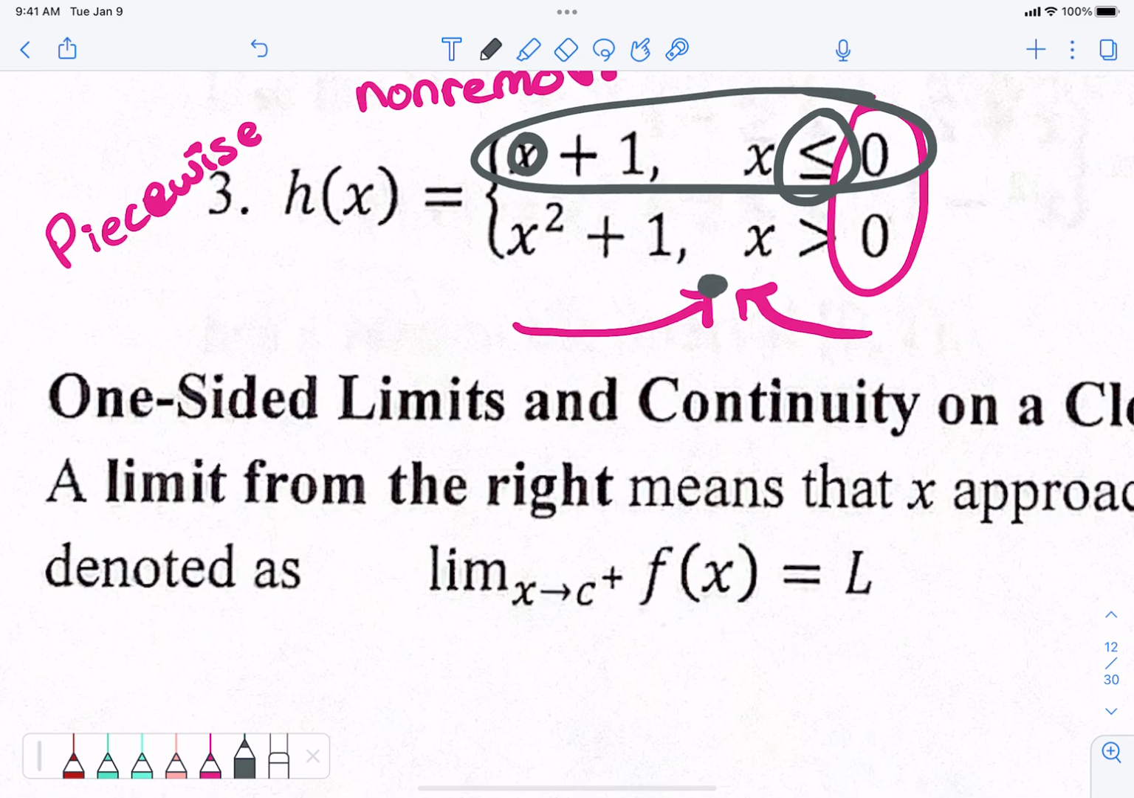If I plug 0 in, this dot right here is at 0 comma what? 1. Now, if I'm coming in from the right, which is this function right here, greater than 0, and I find that dot, it is 0 comma what? 1. So are those dots going to touch each other, or is there going to be a jump?